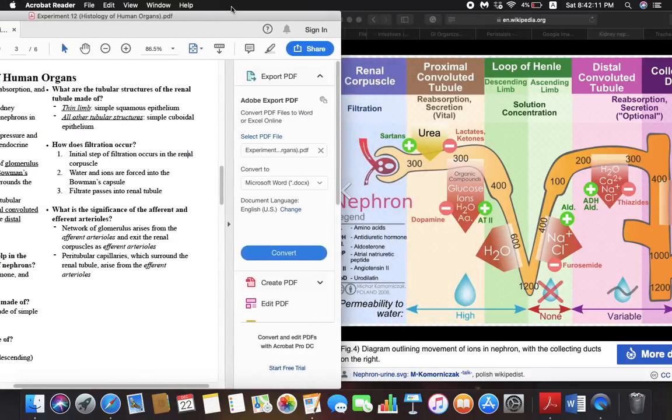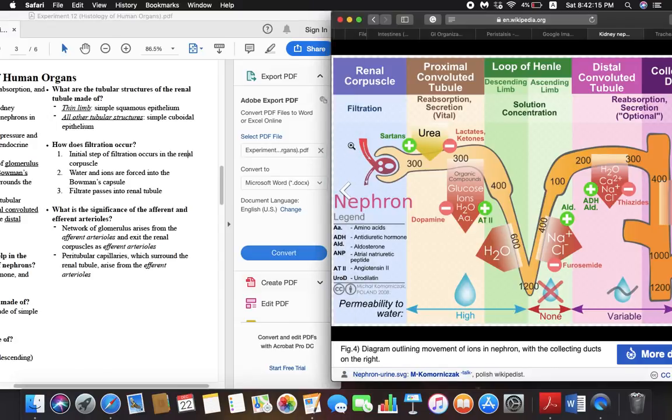How does filtration occur? Filtration first occurs in the renal corpuscle, in this part. That's where the initial step of filtration occurs. Water and ions are forced into the Bowman's capsule. So they go from here and they're forced into the Bowman's capsule. And then the filtrate passes into the renal tubule. The renal tubule, as you might remember, is all these three parts together. The brown part and the green part and the pink part are all referred to as the renal tubule.